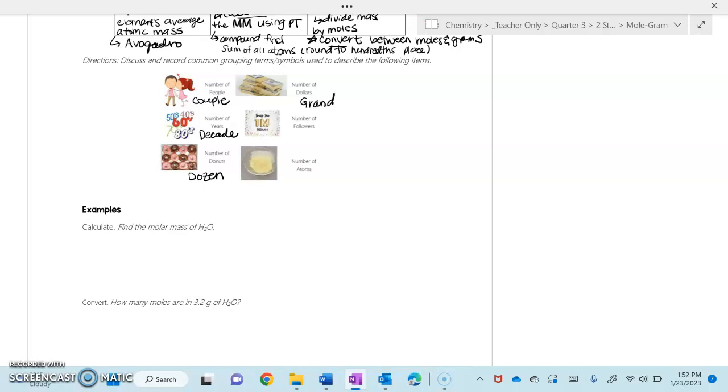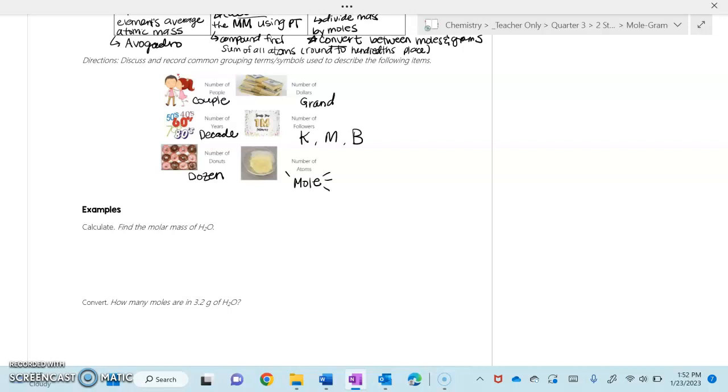Number of followers, this one's more of a symbol. Maybe you've seen a K or an M, or if you have a ton of followers, a B. But all of those imply a larger amount, right? B is our most amount of followers. And then number of atoms, our grouping term, this is our new one.